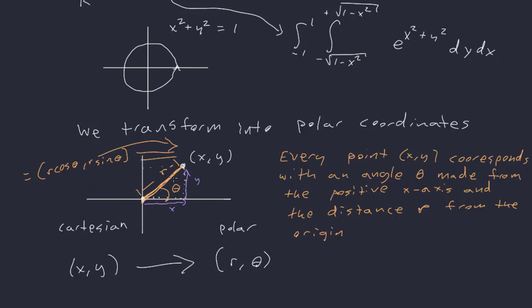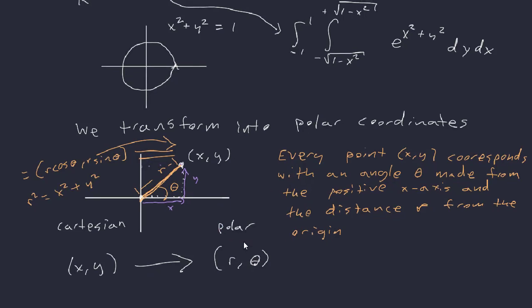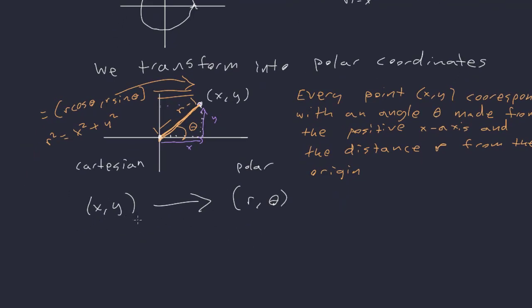We also know that this length r, using the Pythagorean theorem, gives us that r squared is equal to x squared plus y squared. Okay, so the transformation to go from xy to r theta is given as x is r cosine theta, y is r sine theta, right? And that's nothing new. We've been doing this since the very first lesson of this class. And r squared is x squared plus y squared.